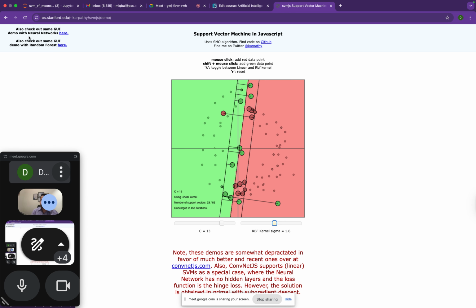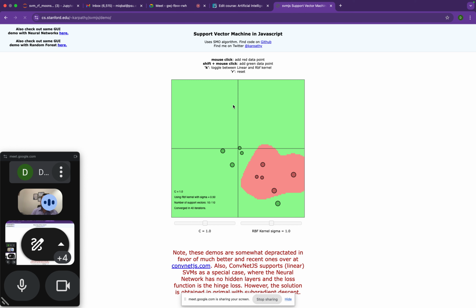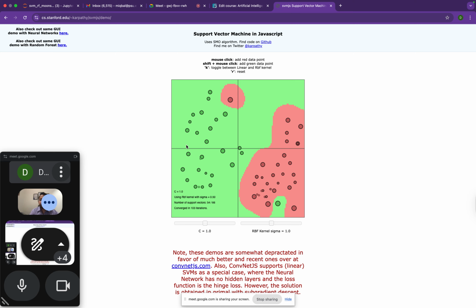Now if I reset this and create a slightly better classification, like this, and then on the other side I create green. Green is shift mouse click. Don't worry about it. I'm going to check the linear kernel on this one and see how the linear kernel behaves. Now I'll press K.